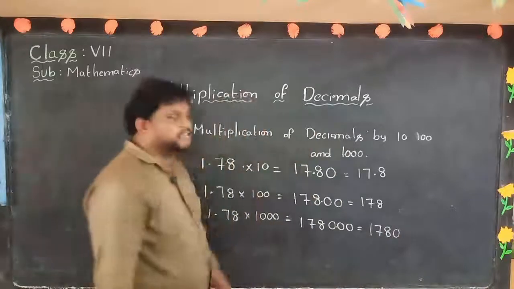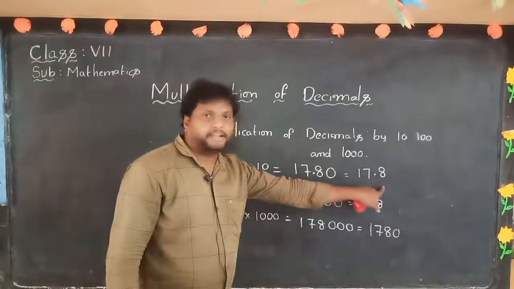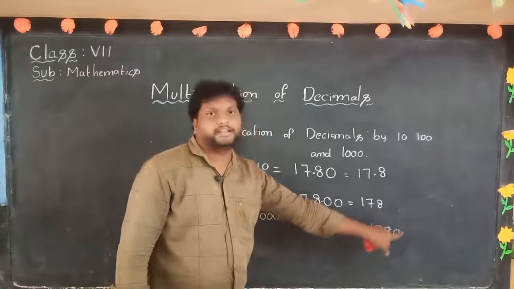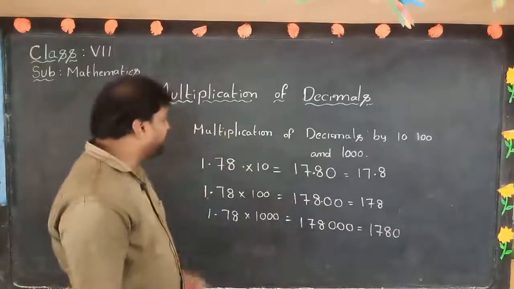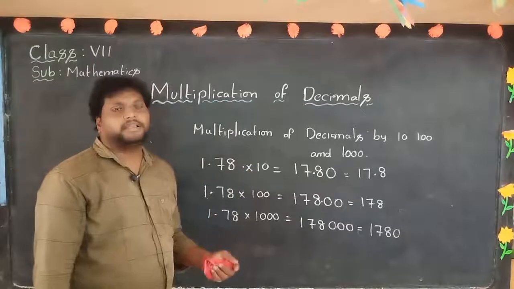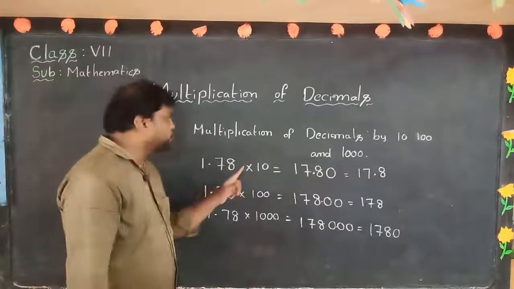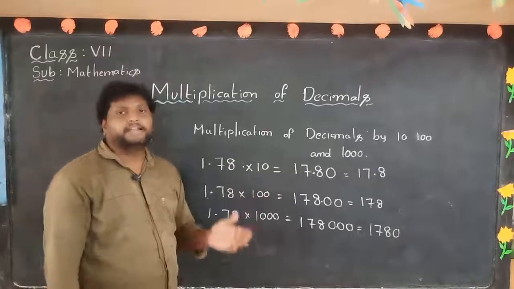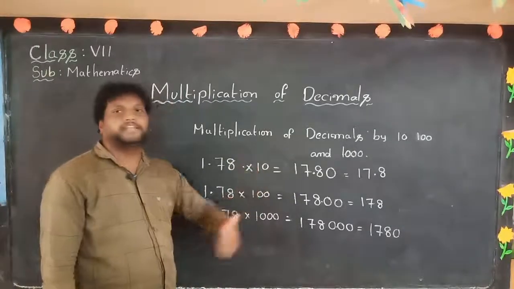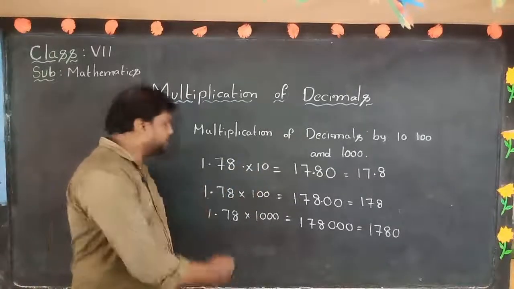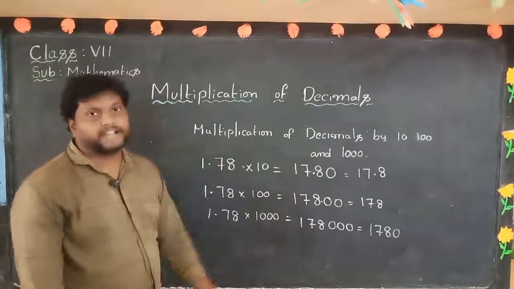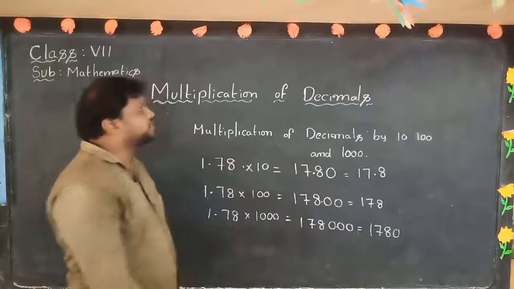Now observe the three cases. In the first one 17.8, in the second one 178, the third one 1780. Depending on the multiplication of the decimal, we multiply by the number of zeros, that is 10, 100, 1000. As the number of zeros increases, the point position also changes from left side to right side. Okay, this is the multiplication of decimals.